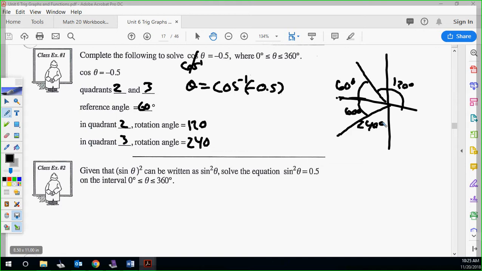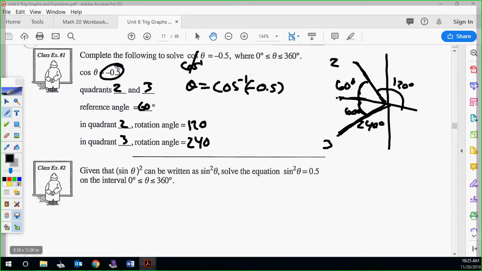Any questions? What's wrong, Keegan? Because the reference angle is 60, I went 60 away. We know the reference angle is 60, and we know our values are in 2 and 3, so we want 60 away from both sides. And the reason we're doing 2 and 3, Keegan, is because in the beginning we said the answers can be in 2 or 3 because it has a negative cosine.